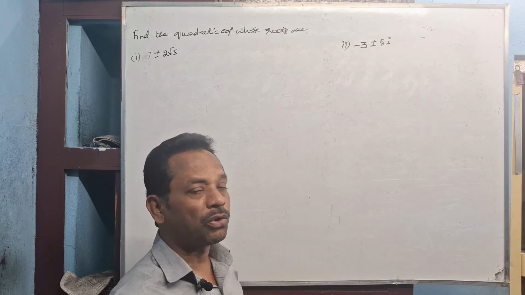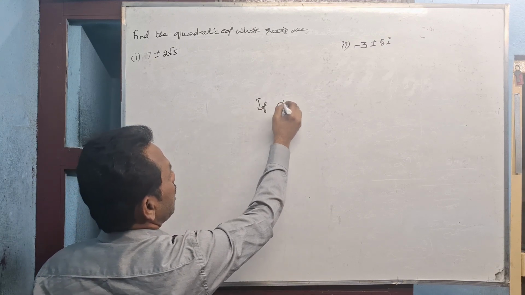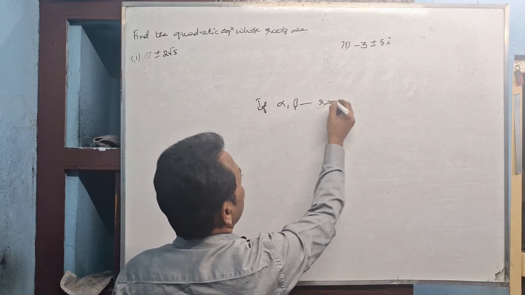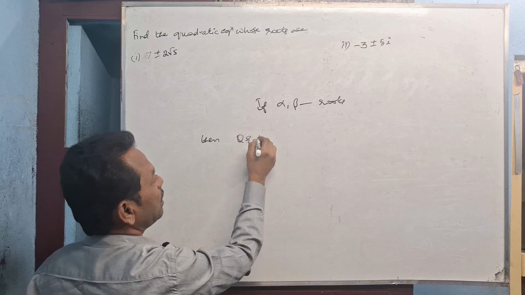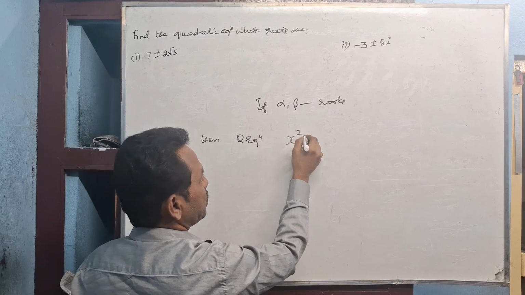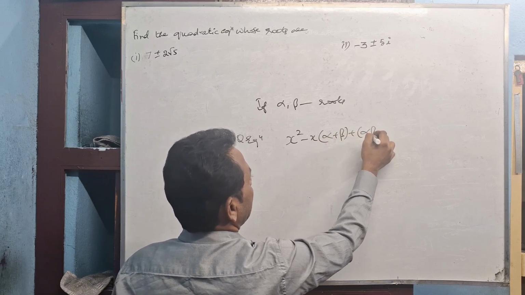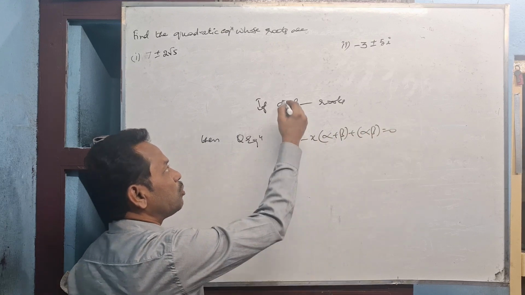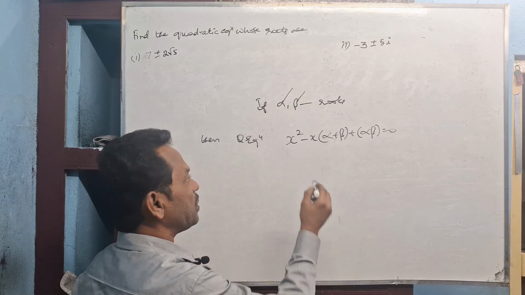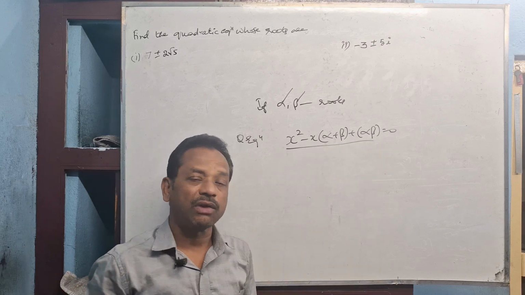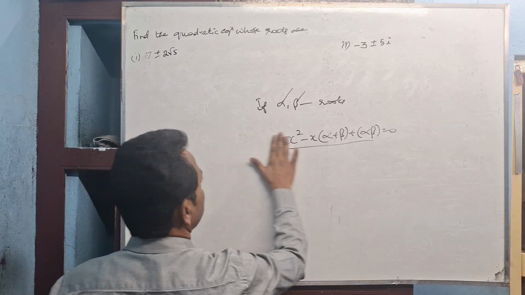In this question, I am going to use one formula. Make a note of that formula. If alpha and beta are the roots, then we can find the quadratic equation by using the formula x square minus x into alpha plus beta equal to 0. When the two roots are given like alpha, beta, we can find the quadratic equation by using the formula x square minus x into alpha plus beta plus alpha beta. Now I'll be using this formula to solve this one.